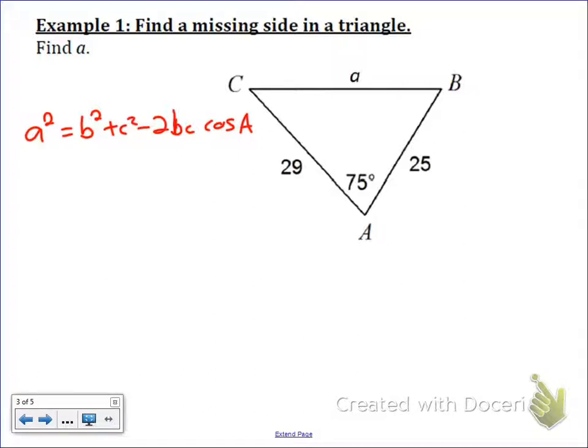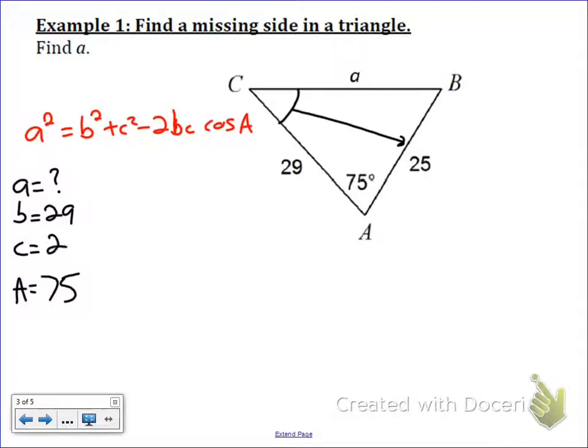Now let's go ahead and write all my variables out here. So I have all three sides. I've got A, I've got B, and I've got C, and I've got angle A. We can go ahead and fill in what we know. We know angle A is 75 degrees, so I can go ahead and put that in right here. As far as my sides are concerned, A is the side that we're looking for. We don't know what that is, so let's put a question mark here for now. B is going to be located across from angle B, so across from angle B is going to be 29. And then C is going to be located across from angle C, or 25.